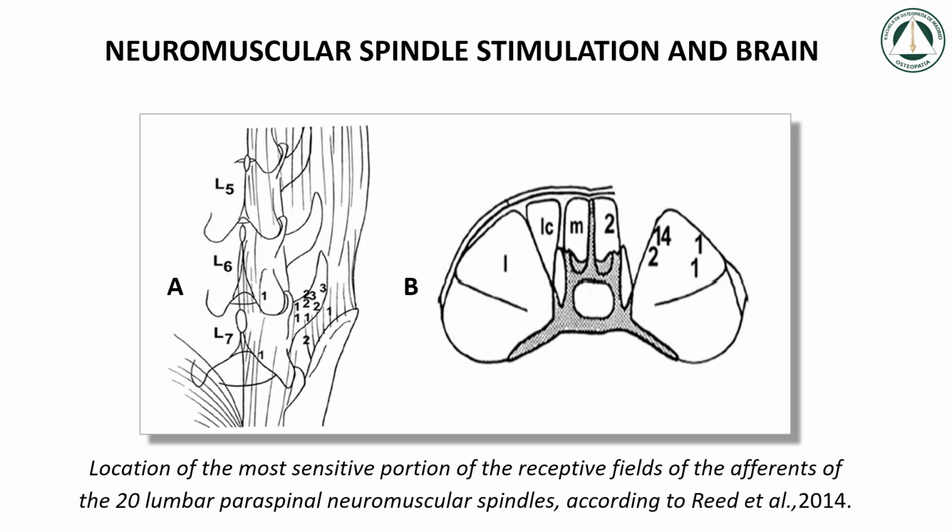Reed et al., 2014, showed that neuromuscular spindle responses increased significantly during a spinal manipulation with HVT. The numbers represent the number of afferents with their receptive field in this location. A shows the dorsal view, and B shows a cross-sectional view roughly aligned with the dorsal view.